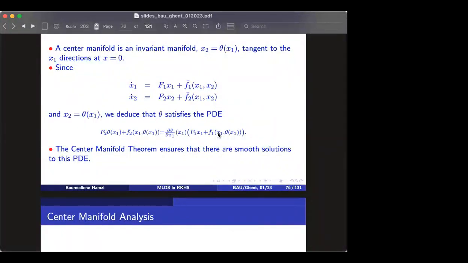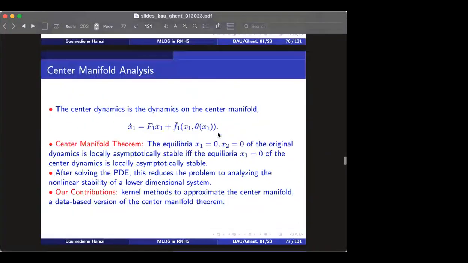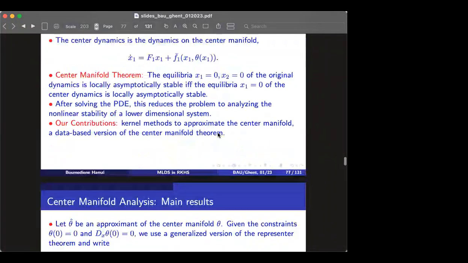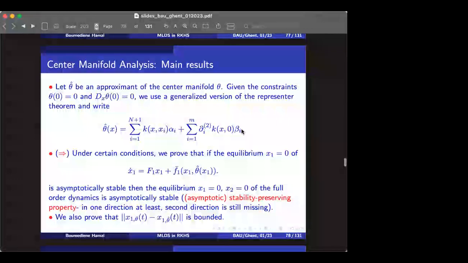And from there, we are going to have a weak data-based version of the center manifold theorem. Given the constraint on theta, we are going to use a generalized representer theorem, so we add this extra term. Then, under certain conditions, we prove that if the equilibrium point of the lower order system is asymptotically stable, then the equilibrium of the full order system is also asymptotically stable.